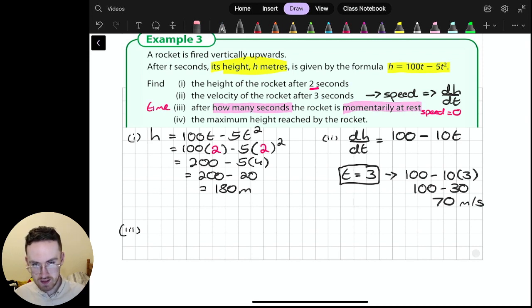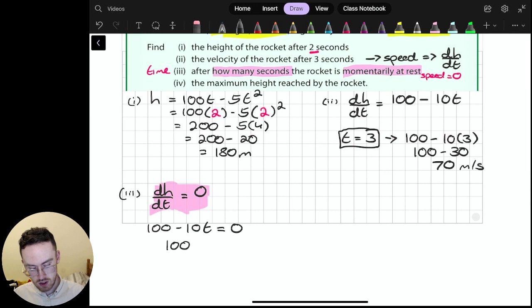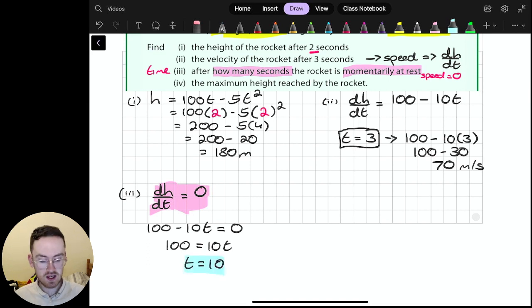So looking at that then, we want to know when is dh dt equal to 0. Okay, again, I'm writing that out, I'm making that clear for myself. And we've gotten that from those things that I've highlighted in pink. That's how we've come up with this. So I take my dh dt from the right hand side here, and that was 100 minus 10t. We're going to set that equal to 0. 100 is equal to 10t, which means t is equal to 10. So after 10 seconds, the rocket will be momentarily at rest. It'll stop for a second. The speed will be 0.